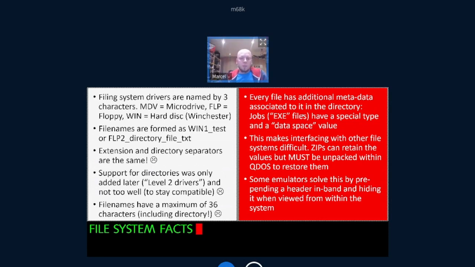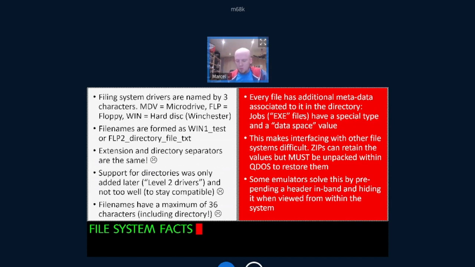File names are formed using underscores, so win1_test_file_txt is on hard drive 1, directory test, file txt. And that's one of the major deficiencies of the QL, which we could never get rid of, is that extension and directory separators are actually the same, which makes things very interesting if you want to interface PC-based disks. Interesting meaning difficult.